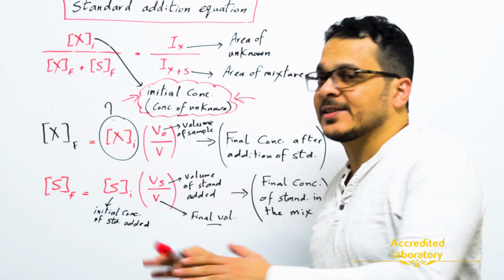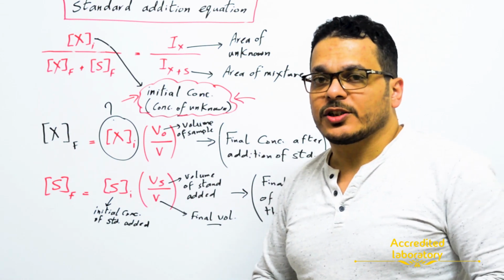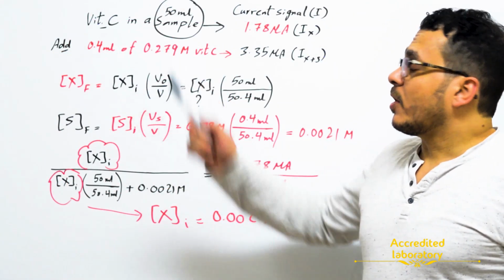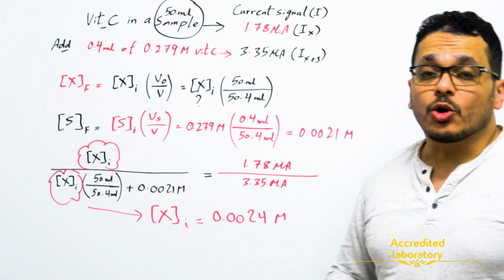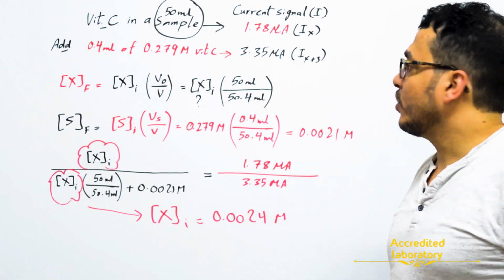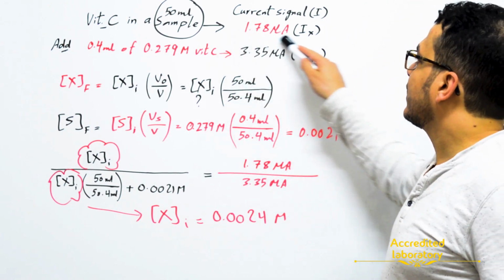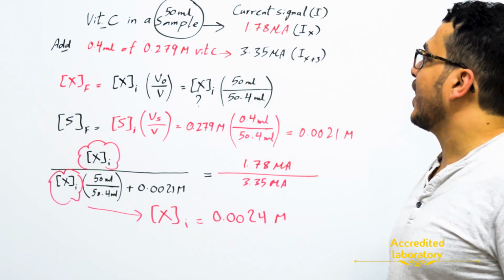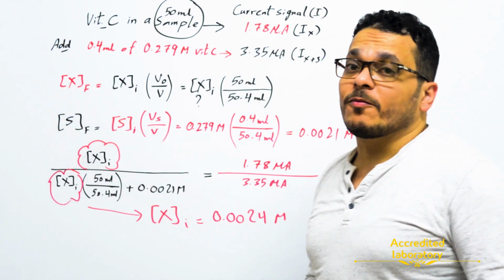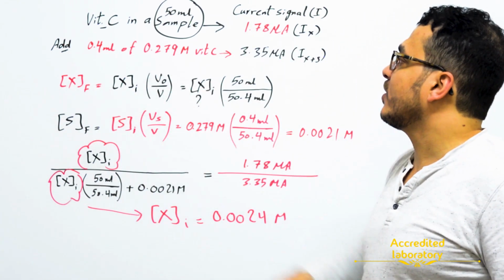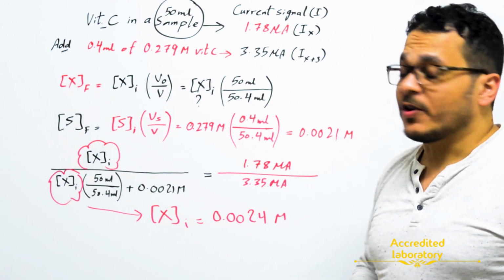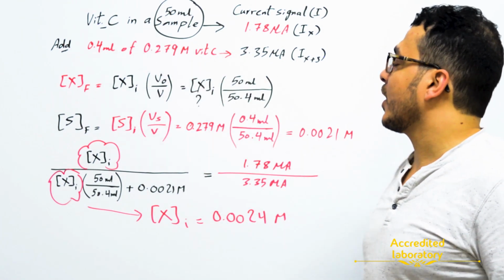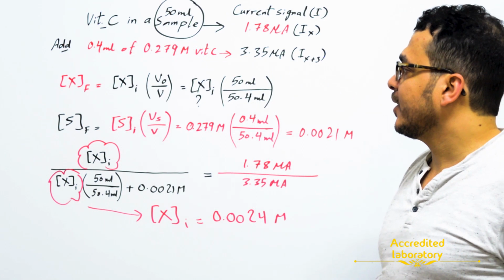And let's take an example about this equation. In this example, we want to quantify vitamin C in a 50 ml orange sample using an electrochemical method. And we got this current signal, 1.78. After addition of 0.4 ml of 0.279 molar vitamin C standard of the same analyte, we got this signal.